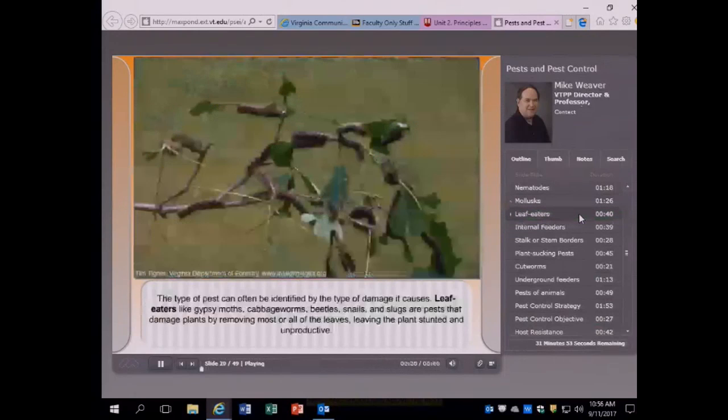One of the most important things before applying control is to be able to identify a particular pest. And one of the key clues to identification is the type of damage that these pests can create. So the various pests have different methods in which they might damage plants. One group of pests are the leaf eaters. These include such insects and insect-like pests as gypsy moths, cabbage worms, beetles, snails, and slugs. They damage plants by removing most or all of the leaves, leaving the plant stunted and unproductive.